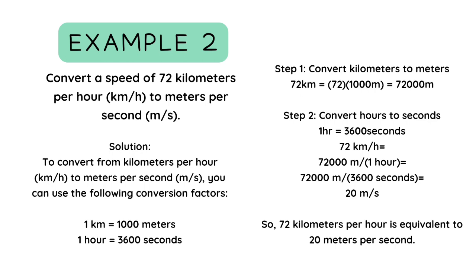Step 2 is convert hours to seconds. According to the conversion factors, 1 hour is equivalent to 3,600 seconds. So, 72,000 meters per 1 hour is equivalent to 72,000 meters per 3,600 seconds. So, 72,000 over 3,600 is equal to 20 meters per second. Therefore, 72 kilometers per hour is equivalent to 20 meters per second.